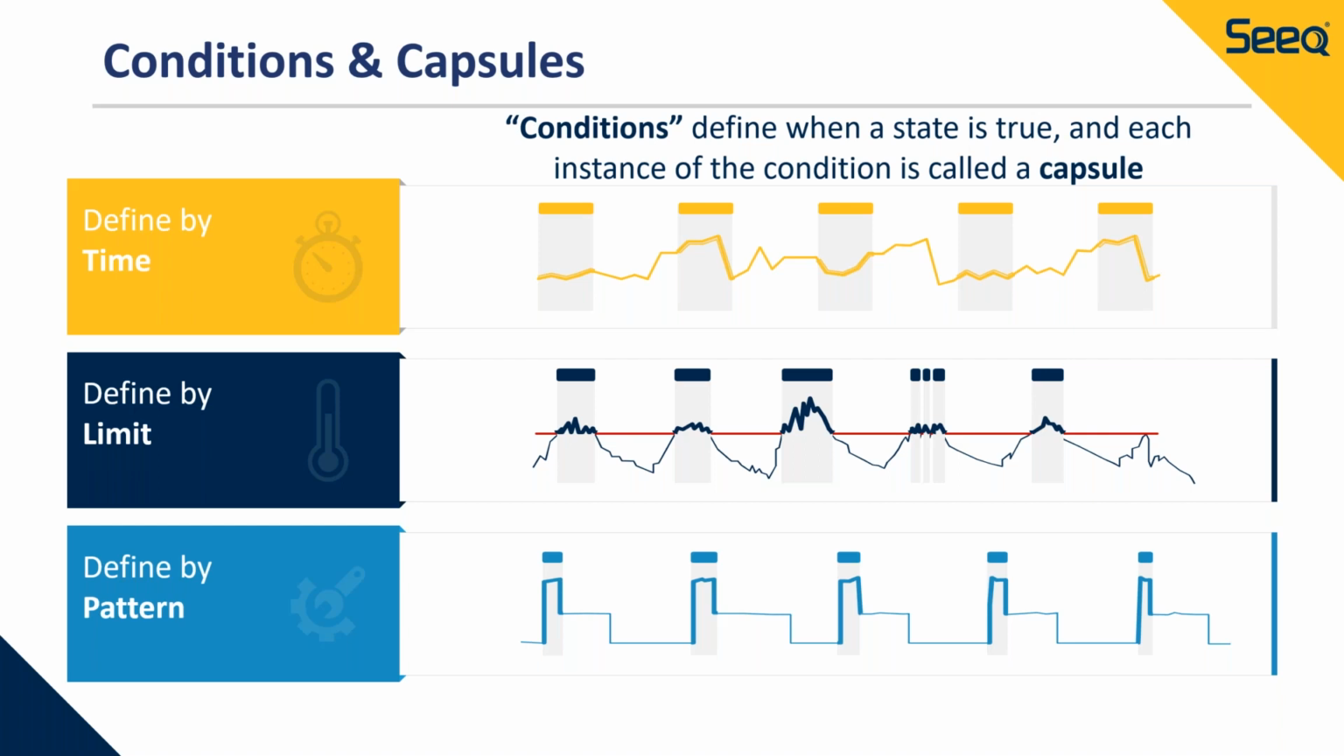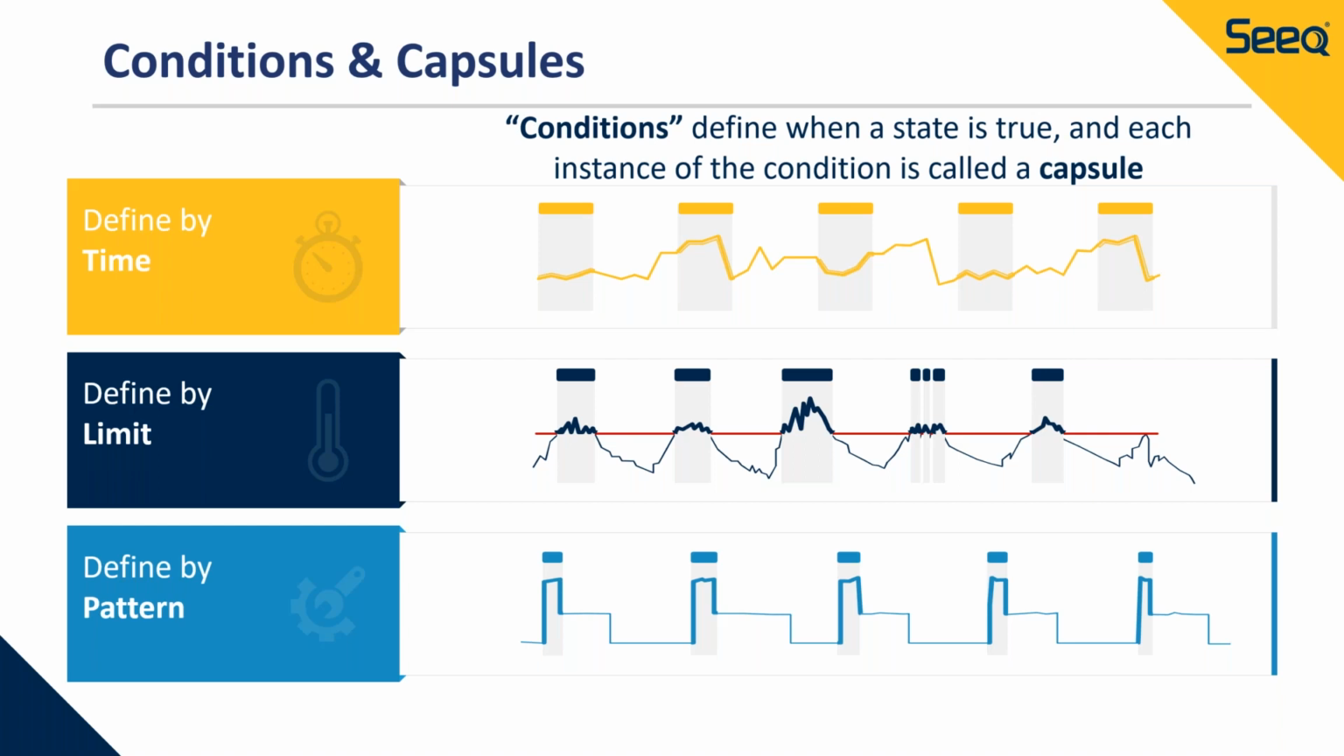A condition may be defined as a limit. Maybe you want to create a capsule every time your signal exceeds a turbidity limit, for example. Or maybe you want to define a condition based on a certain shape or pattern in the signal, like we see in the bottom condition. These are just a few examples.